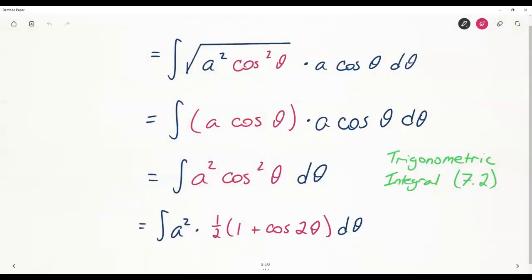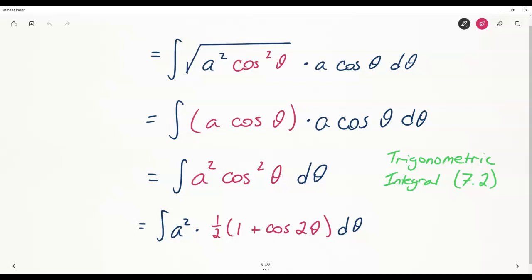Well, both sine and cosine have even power here, so I would use a half angle identity. In the trigonometric integrals, you only pull off a factor of sine or cosine when the power of that trigonometric function is odd. If both of them are even, use the half angle identities to knock that power down.